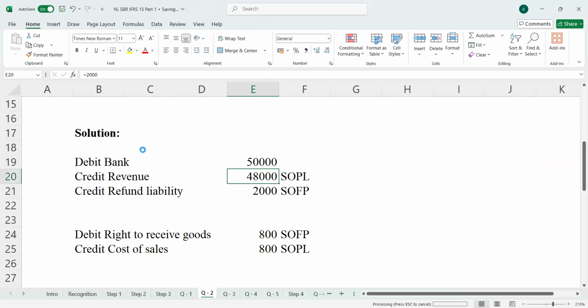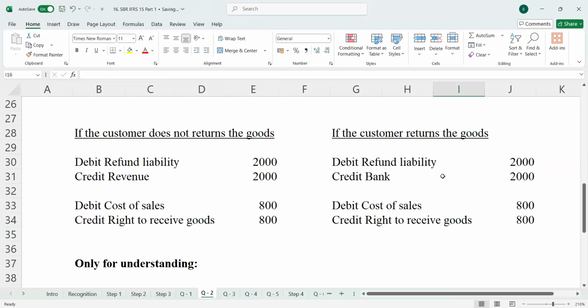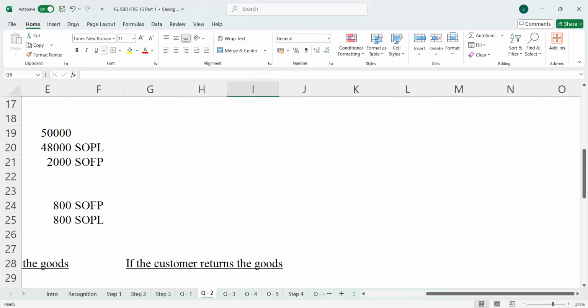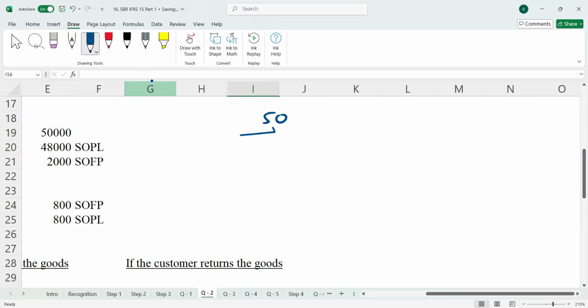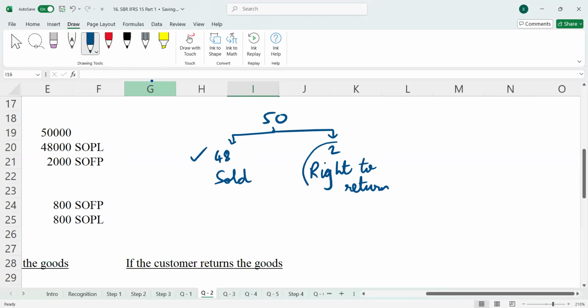And can I say, see, out of the total 50 items that I have, 48 are sold, and two I have sold with right to return. See, if I recognize revenue, then I have shown an outward movement of my inventory. Now, if I don't record a journal entry for this transaction, then my inventory records will not match. My physical inventory will show an outflow of 50 units, but my accounting records will show an outflow of 48 units only.